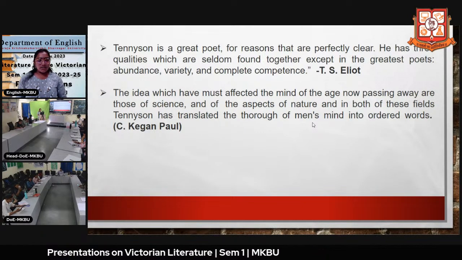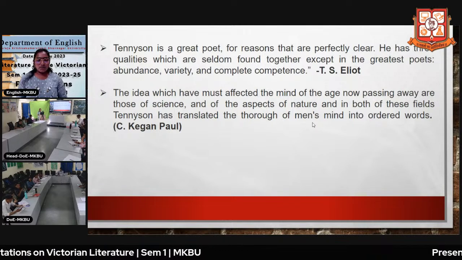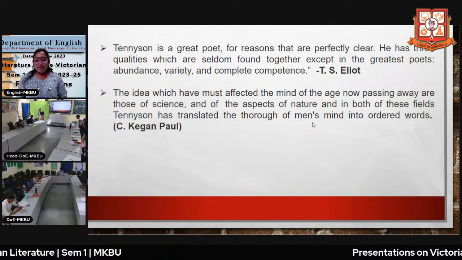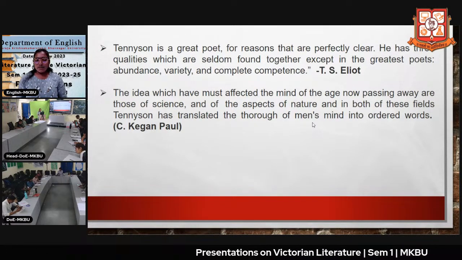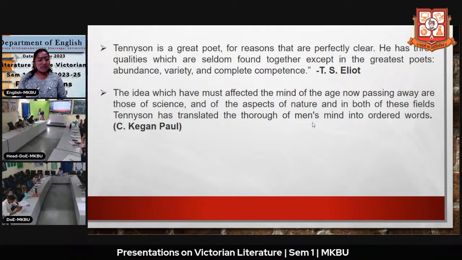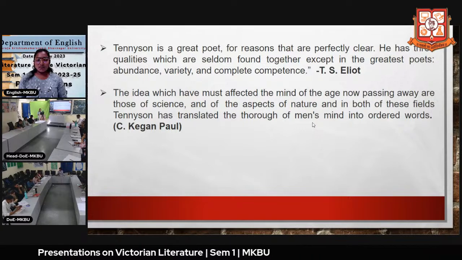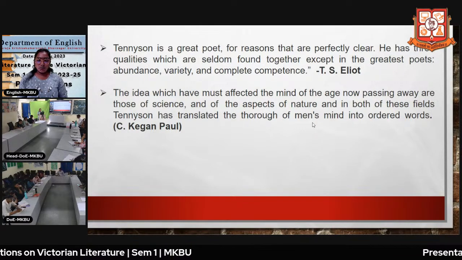The ideas which have most affected the mind of the age now passing away are those of science and of the aspect of nature. And in both of these fields, Tennyson has translated the thoughts of man's mind into ordered words.